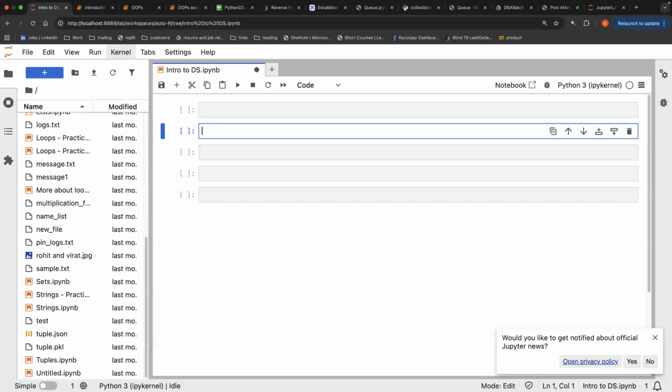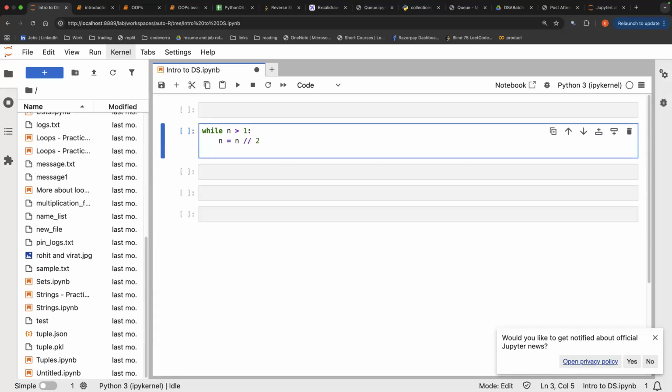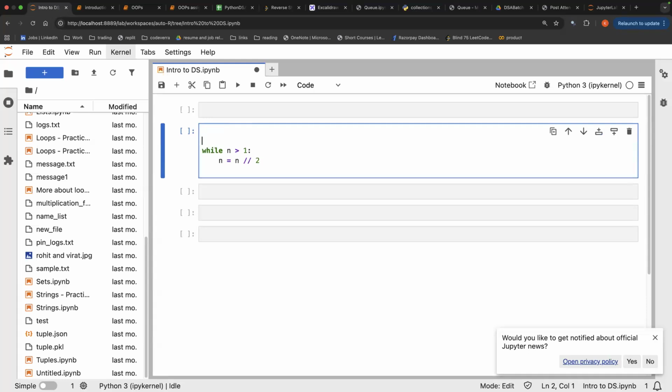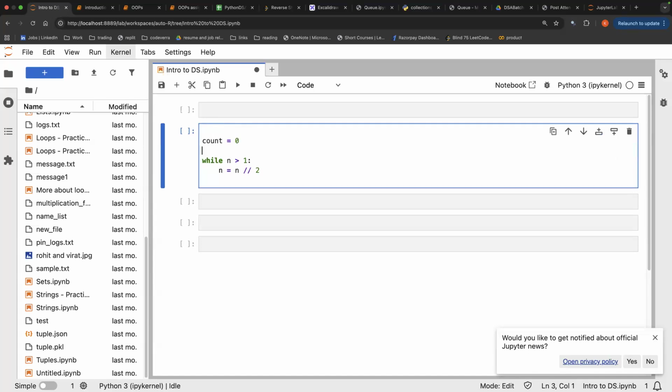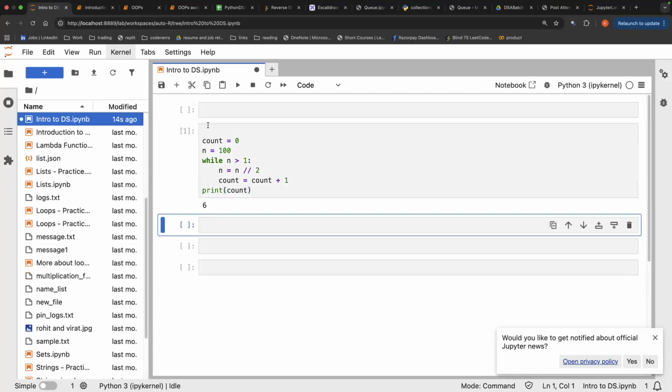Okay, so I'm saying that while n is greater than 1, n is equal to n by 2. And I'm saying that count is equal to 0 and n I'm giving some value, maybe 100. I'm doing count is equal to count plus 1. So I'm printing count. So how many times should count run? It is running 6 times. Why?